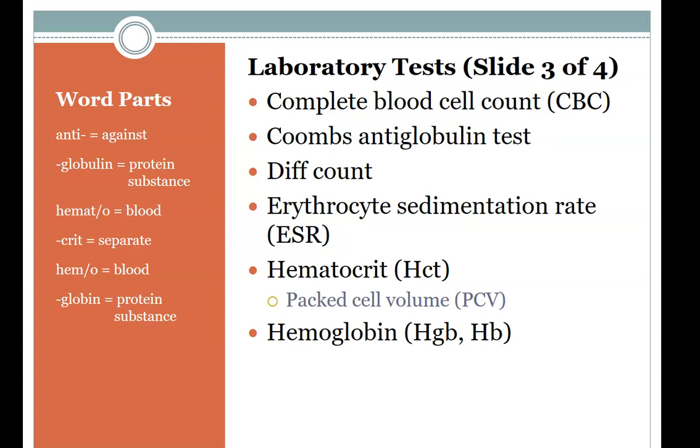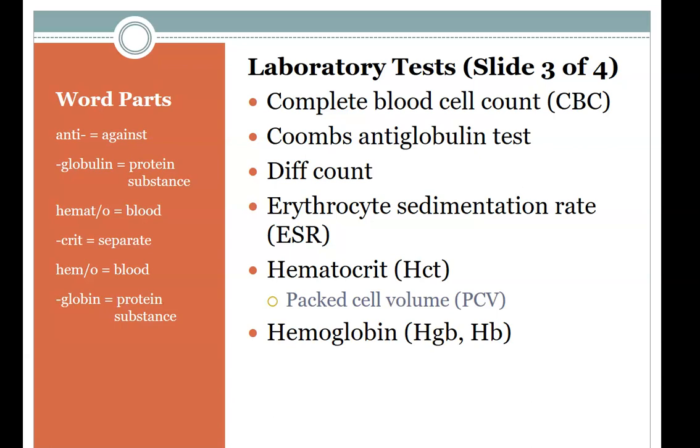An erythrocyte sedimentation rate is a measurement of the time it takes for mature red blood cells to settle out of a blood sample after an anticoagulant is added. An increased ESR may indicate an inflammation. Hematocrit, also called a packed cell volume, is a measure of the percentage of RBCs in the blood. Hemoglobin is an iron-containing pigment of RBCs that carries oxygen to the tissues.